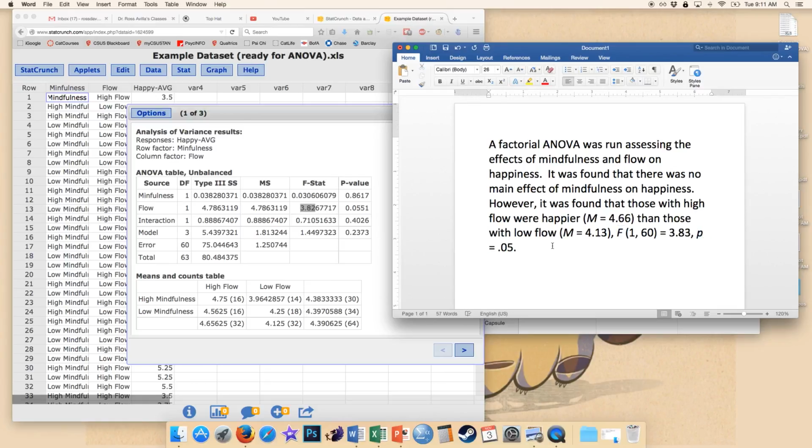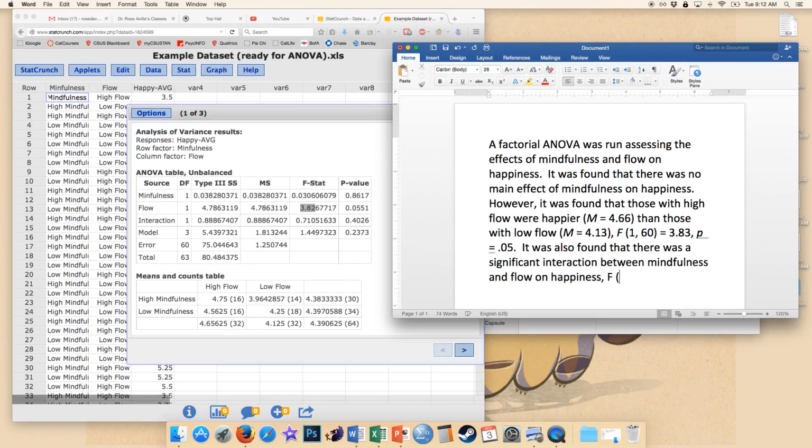And then in this case, let's go ahead and pretend that we had a significant interaction here, so we can write about it. And let's say it was also found that there was a significant interaction between mindfulness and flow on happiness. In this case, you don't have to worry about putting any means and standard deviations, but you want to put those statistics at the end.